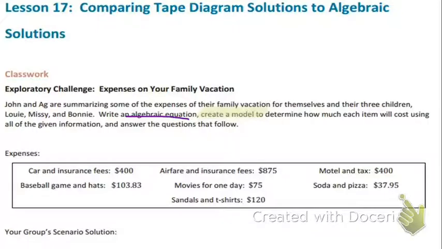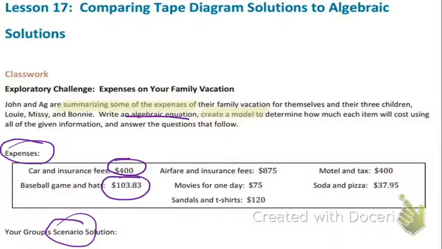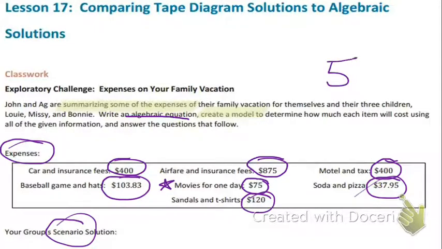Everything you need to know, all the information, is presented right here in these expenses. They're looking over the expenses that they've already incurred, so this is past tense. All the scenarios I'm about to present to you one at a time are based on these costs: what they paid in total for car and insurance fees, baseball games and hats, airfare and insurance, movies for one day. The first scenario deals with this total. Then sandals and t-shirts while shopping one day, motel and tax, soda and pizza. All of these costs were incurred by the family during this vacation. And you notice there are 5 family members. That number 5 is going to be critical.